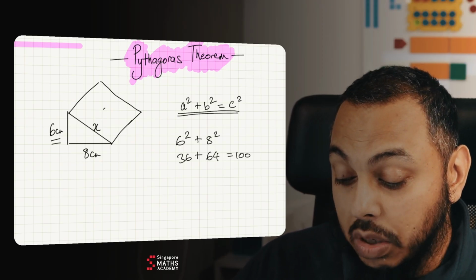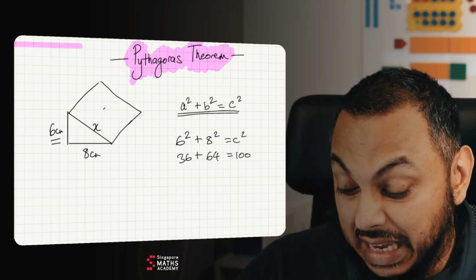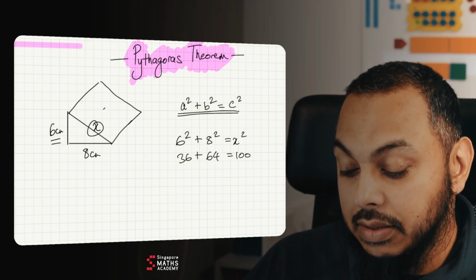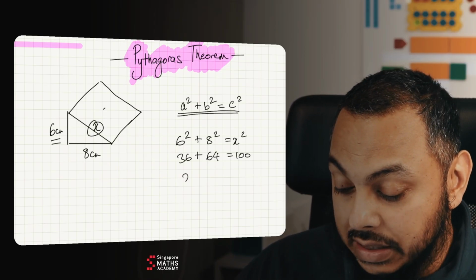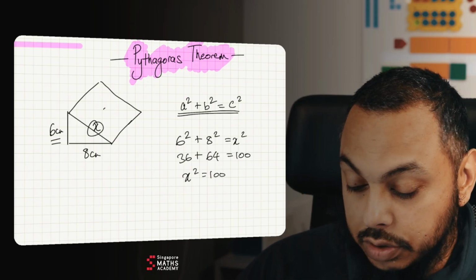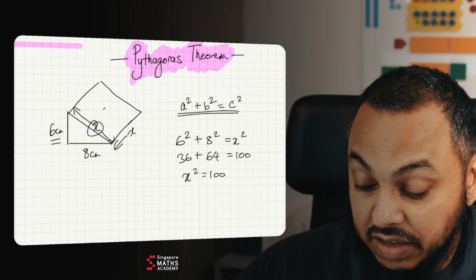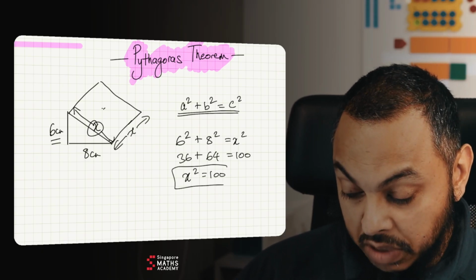So it says A squared plus B squared equals C squared. That must mean that, or in this case, it's not C, it's X squared. This is the length X. And so that must mean that this whole length X squared must be 100. This whole length X times X, which gives us the area of this square, must be 100.